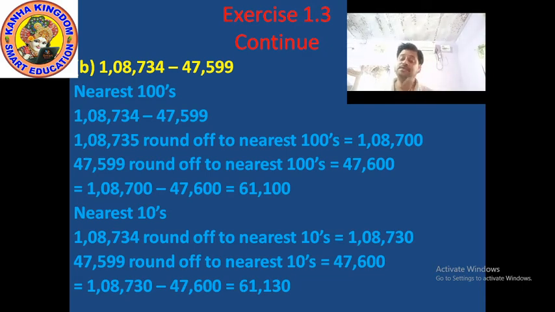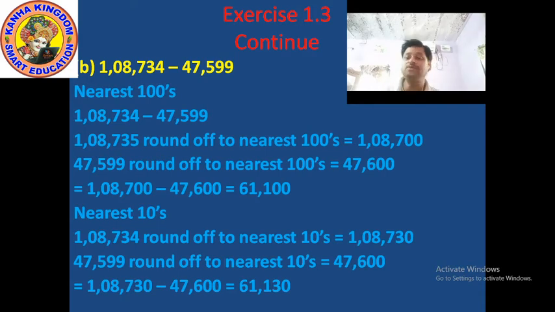Now the second part is nearest 10. Nearest 10, and the same numbers you have to convert to the nearest 10. The numbers are 1,08,734 minus 47,599. Now first you convert the first number. The first number is 1,08,734. When you convert this number to the nearest 10, what do you have to see? Yes, first keep in mind only the two place values, that is the ones place value and the tens place value. Okay, and here also two rules apply.